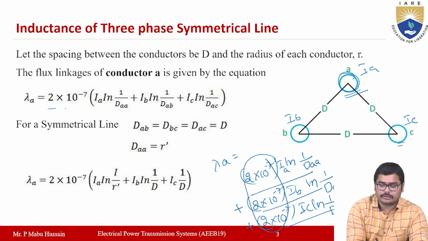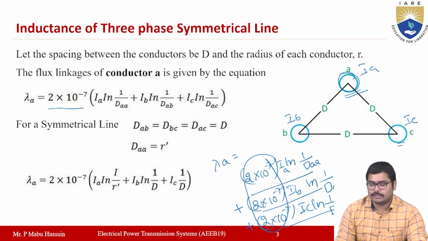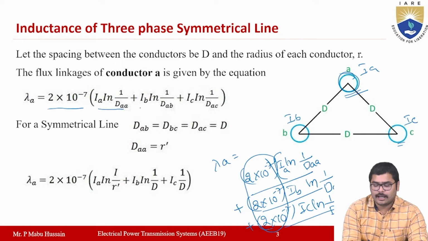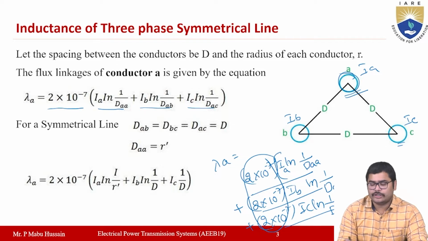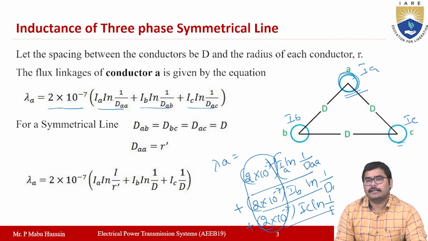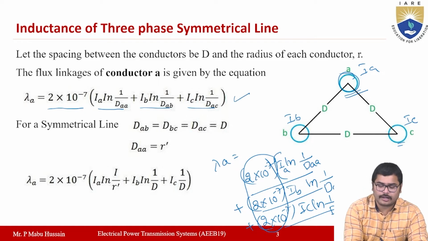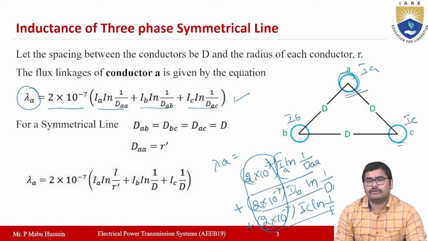So if you take that 2 into 10 power minus 7 as common, then the remaining terms will be IA into ln 1 by DAA plus IB into ln 1 by DAB plus IC into ln 1 by DAC. Okay, so this is the flux linkage of conductor A due to current flowing in all three conductors.